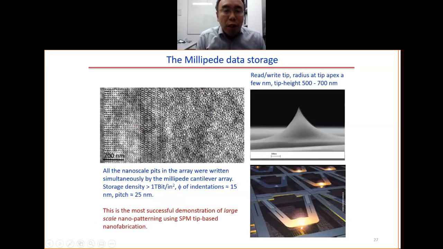So here's an example where later on they made the density even higher. This is 1 terabit per square inch. This corresponds to a 25 nanometer pitch. This is the tip, a very sharp tip. And this is when the tip works. It heated up. But eventually, this one was not very successful.